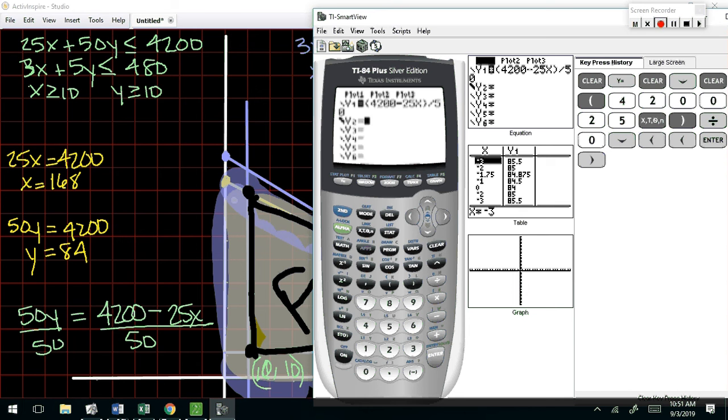All right. Now for the second equation, I'm going to move the 3x over. So I have 480 minus 3x. Close parentheses. What am I dividing by? 5. Yes.